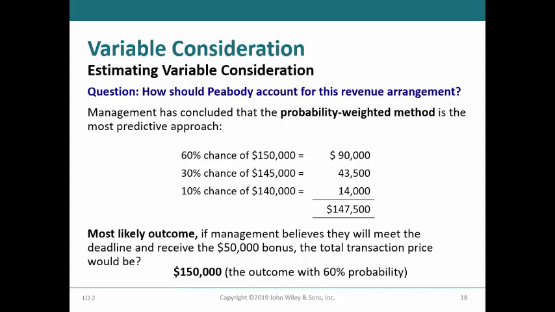If the most likely outcome was used instead, then $150,000, including the entire bonus, would be recorded, since this amount had the highest probability, 60%, of occurrence based on management's estimate of completion.